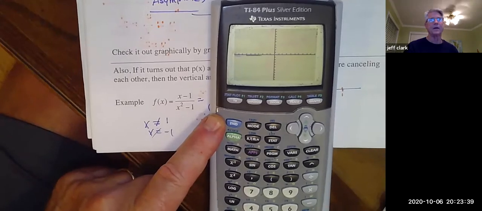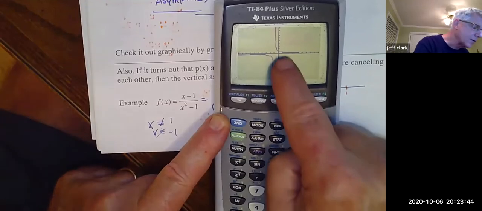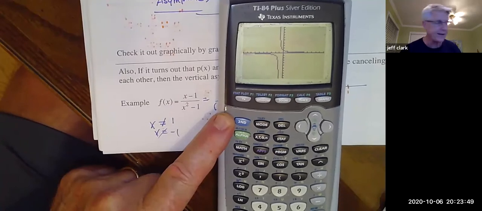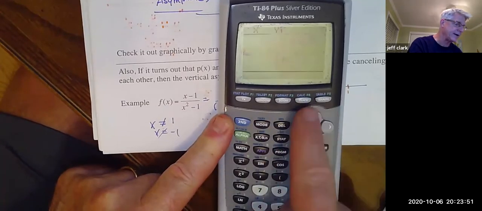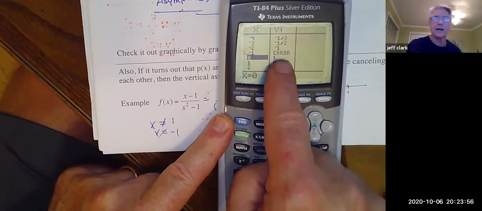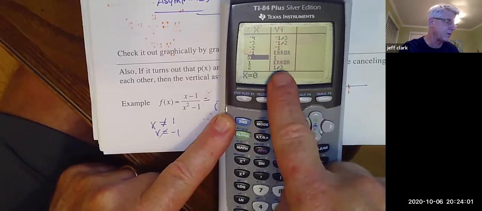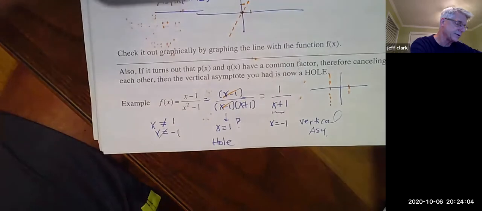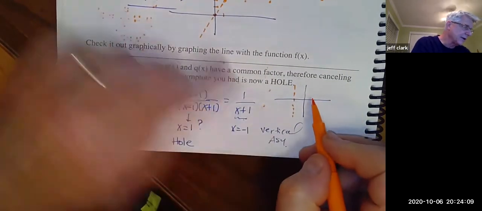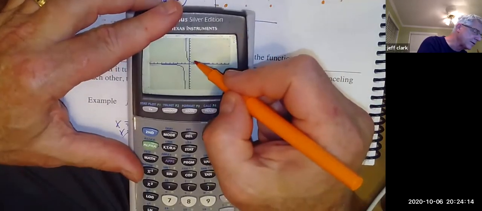Zoom standard, okay. Well, there's the gap right there. And the question is, there's a hole somewhere. So wherever 1 is, there's a hole. How do you know, Jeff? Well, watch. When I do a table of values, second table of values, and I'm looking for 1, it says there's an error. There's an error at -1 because it's a vertical asymptote. You can't use it. But there's also an error at 1. So that's the number 1. That's not a vertical asymptote. It looked like the picture right here. Right here, there's a hole right there.